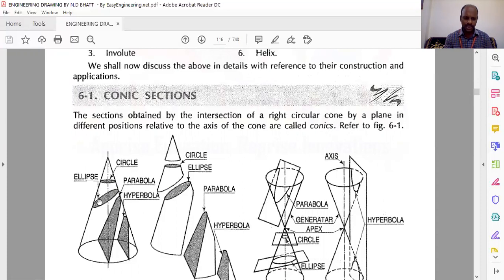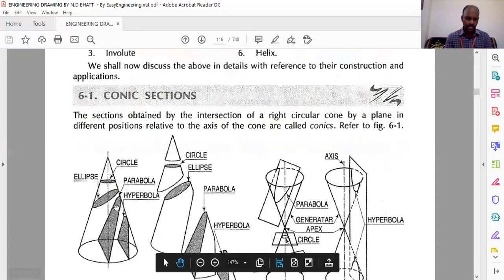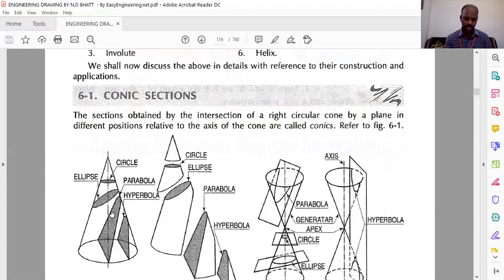I will explain what the generators are in the subsequent lectures. Now focus here. One more section obtained is the parabola. Suppose you cut the cone at a particular angle, parallel to one of its generators, the curve obtained is a parabola. Lastly, if you cut the cone parallel to the axis, either on the left side or right hand side, the obtained curve is called a hyperbola.